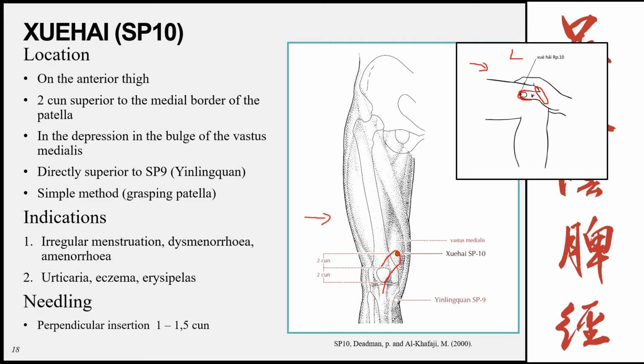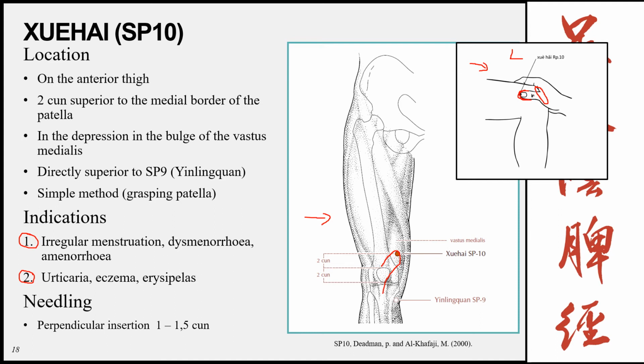The indications for this point. This point is special in that it is very good for treating bleeding disorders, and there are 2 specific types it can treat. Number 1 in this slide is gynecological bleeding disorders, such as irregular menstruation, dysmenorrhea or amenorrhea. And point 2 is dermatological bleeding disorders, which are things like urticaria, eczema, and erysipelas.